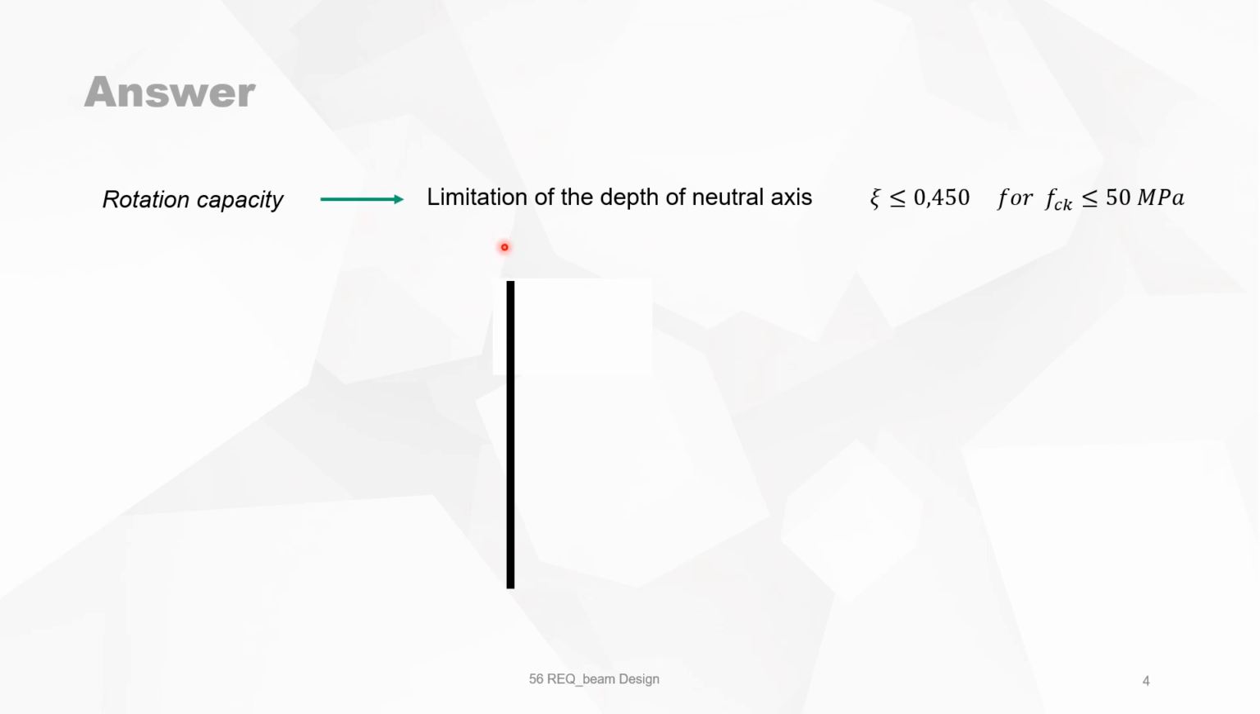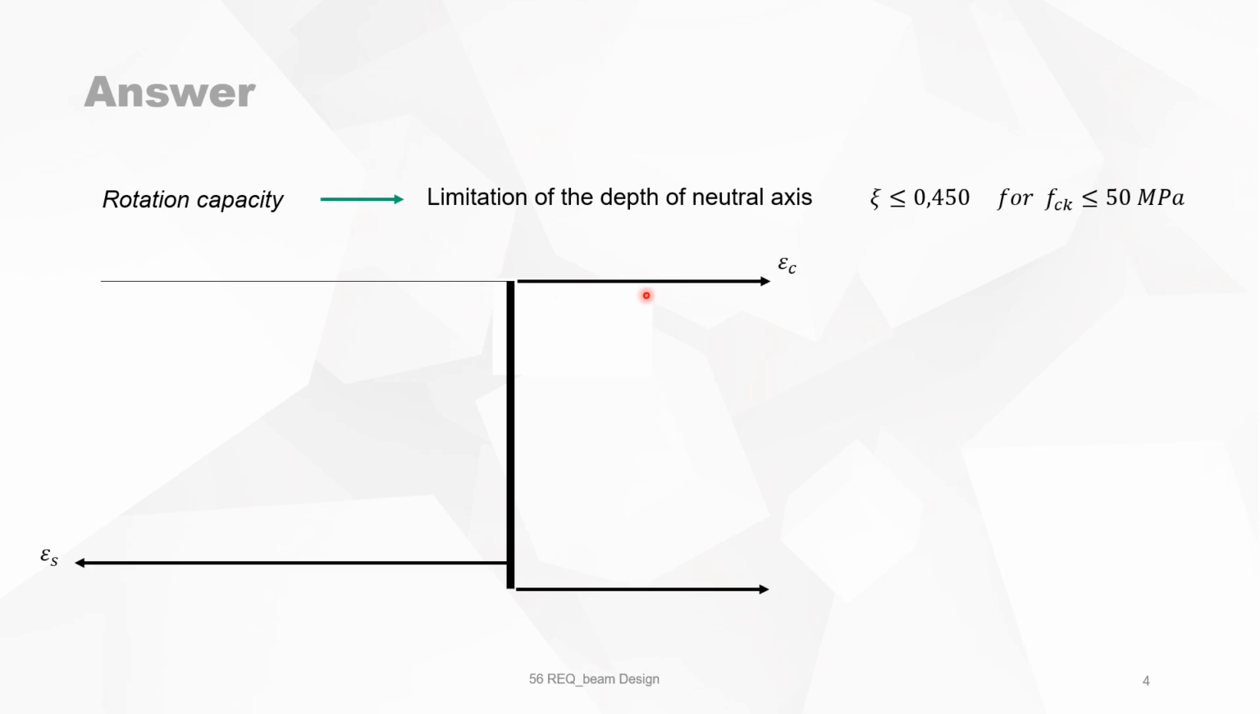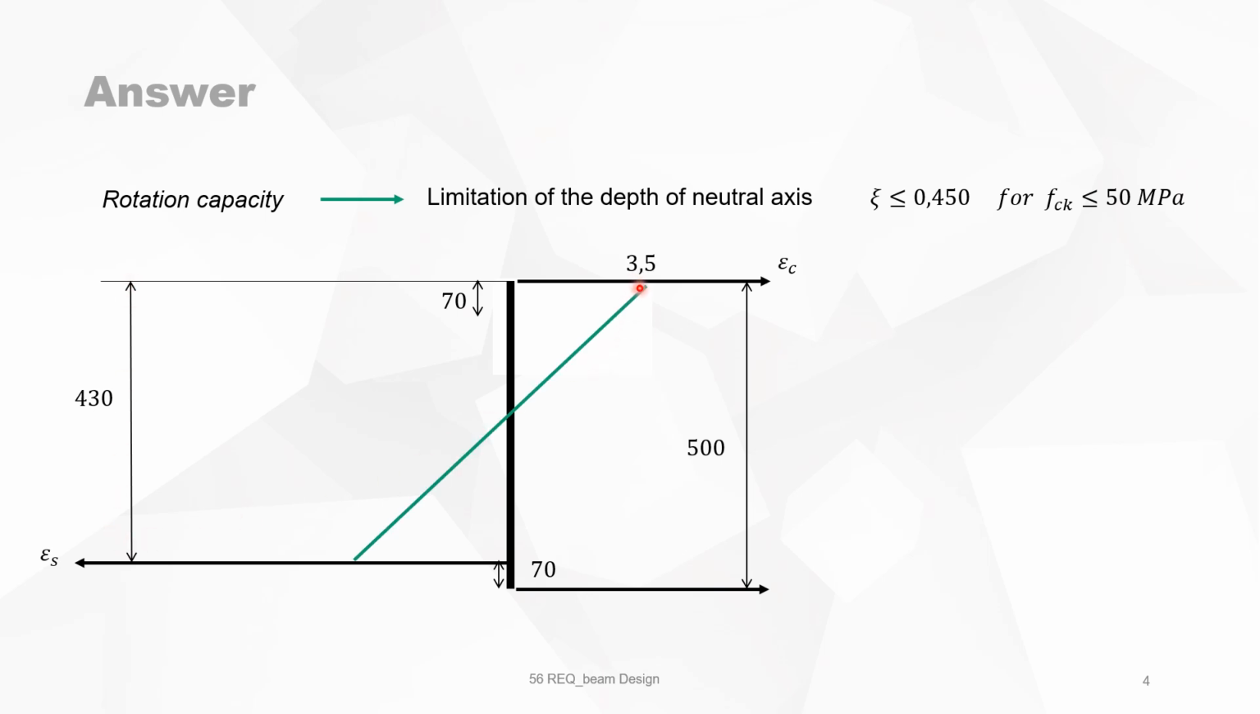Let's look at the strain diagram. For the concrete, on the right-hand side, the steel on the left-hand side, the beam is 500 millimeters. The concrete cover, or the position of the point of gravity of the tension steel, is 70 and of the compression steel is also 70. d is 430 millimeters. And this is the strain diagram where we reach the maximum strain in the concrete of 3.5 per mil.